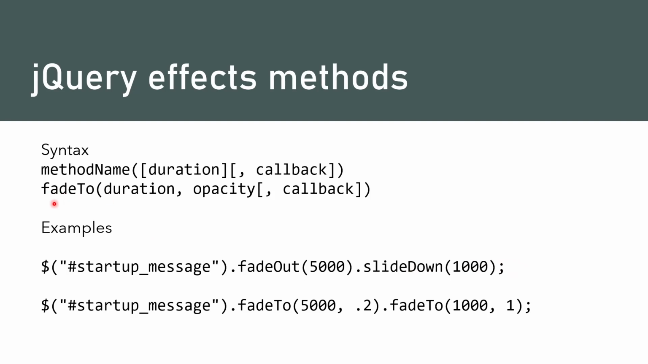And the fade to effect method is a special one that requires a duration and also requires an opacity parameter. So you do need to give it a duration in milliseconds, and you also have to give it an opacity, which is a value between 0 and 1. How transparent or opaque do you want it to be, with 0 being completely invisible and 1 being completely opaque. It's completely there.